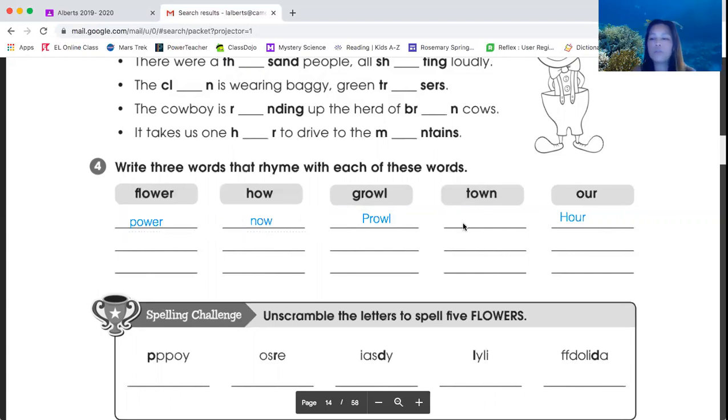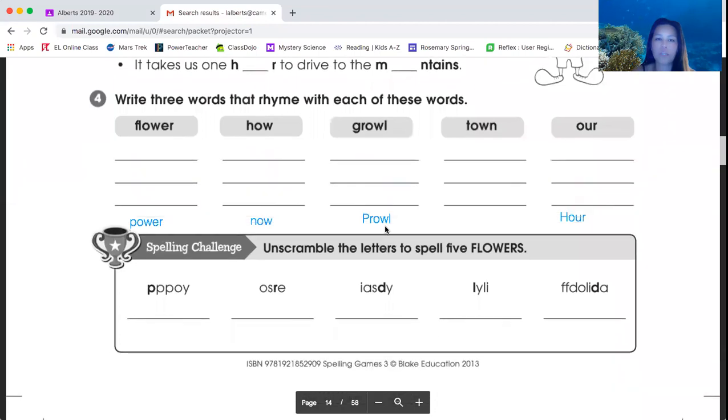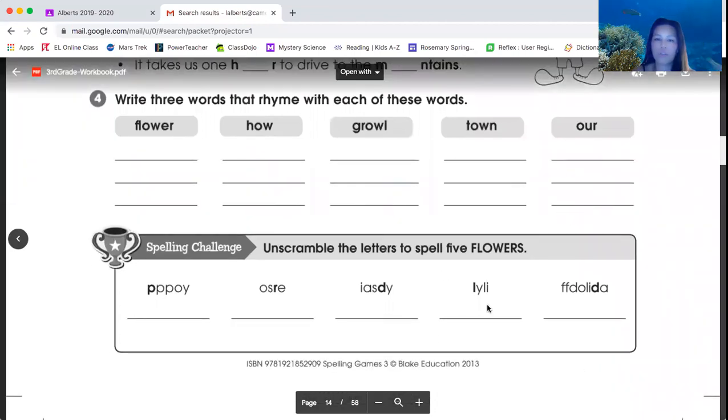And town, I can't think of one right now, and I don't want to spend too much time thinking, otherwise this video will be really long. Okay, so if you guys can think of a word that rhymes with town, go ahead and try to see if you can find 3. So that's your goal, to see if you can find 2 more for the other ones that I have not done for you. Okay, down at the very bottom, oops, let me clear that so you don't see those words.